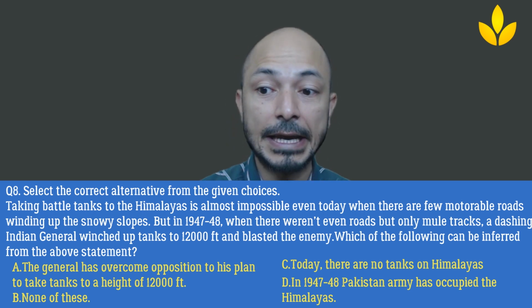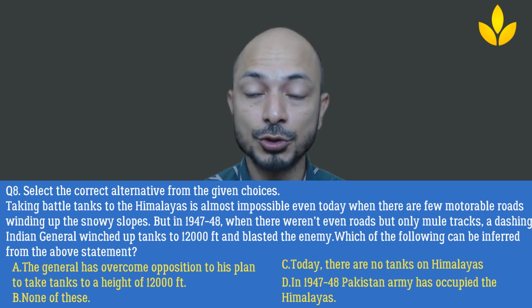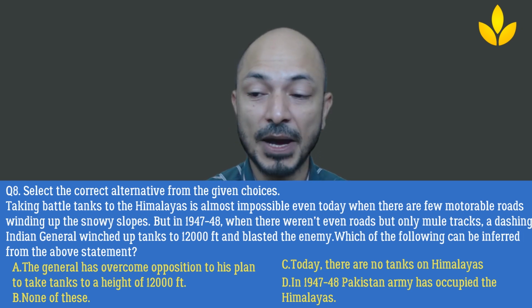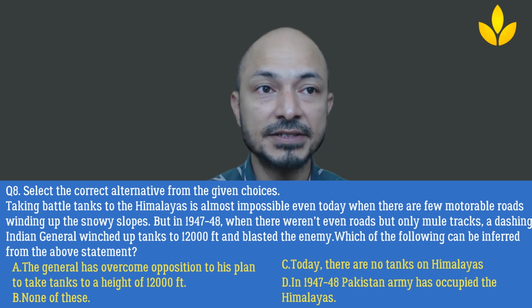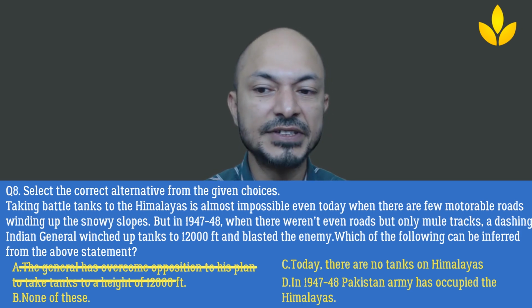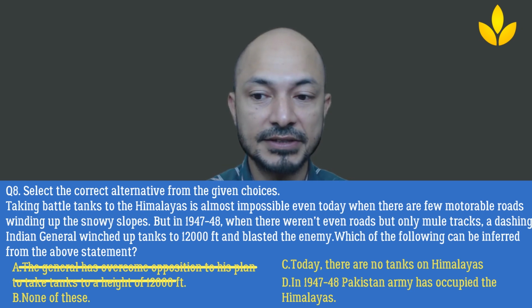Now, option A. I don't think option A over here is the correct inference for the passage, because nowhere in the passage is it mentioned that he had any opposition to his plan. So we can leave aside option A, eliminated. B, none of these. Well, let's look at this later.